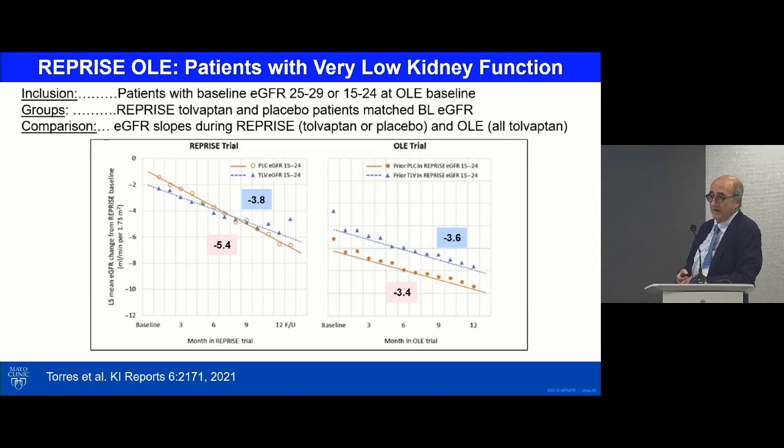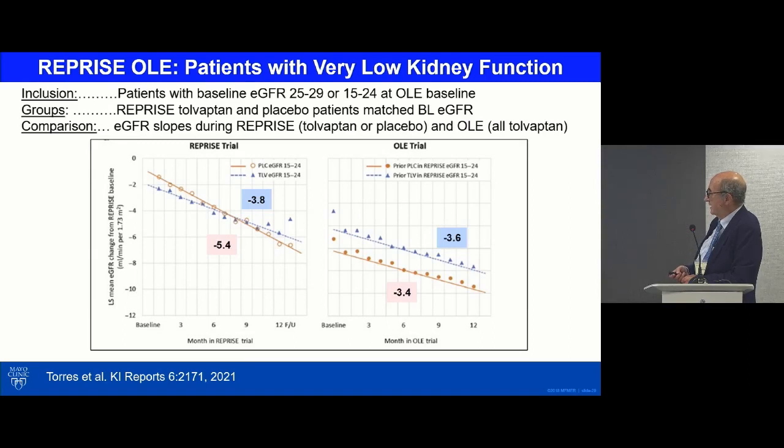Now, at the end of the Reprise study, the patients entered an open label extension, and the patients that entered the open label extension that had a GFR that was very low, between 25 and 29, or between 15 and 24, were evaluated to see what happened when going from the Reprise trial to the open label extension trial, for the patients who were taking placebo and tolvaptan during Reprise. The patients that were taking placebo during the Reprise trial were dropping the GFR at a rate of 5.4 mL per year, and when they started taking tolvaptan, the rate of decline decreased to 3.4 mL per year.